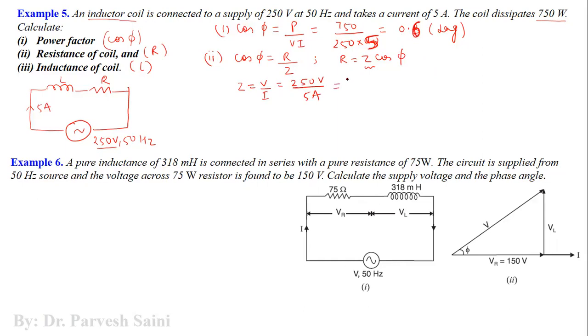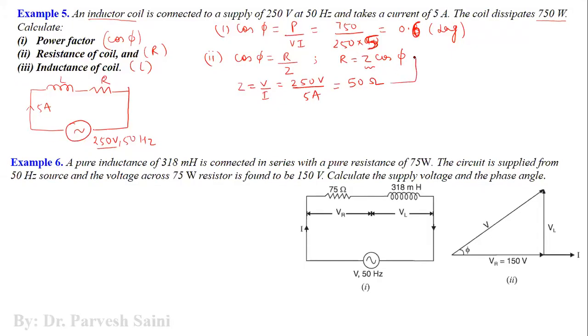So we have this 50 ohm. Now by substituting this value in this equation, we get R is equal to 50 into 0.6, so this is equal to 30 ohm. So the value of R is 30 ohm. This is another answer, 0.6 lag.